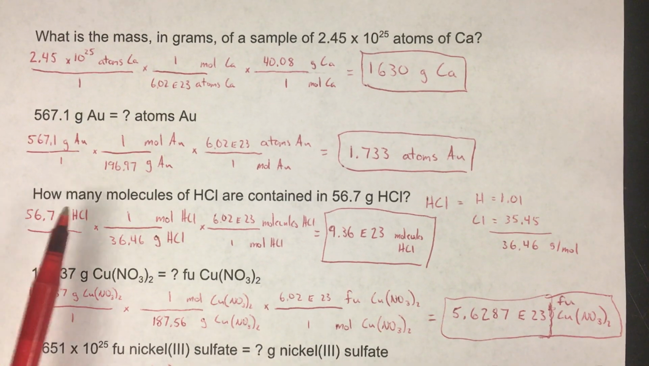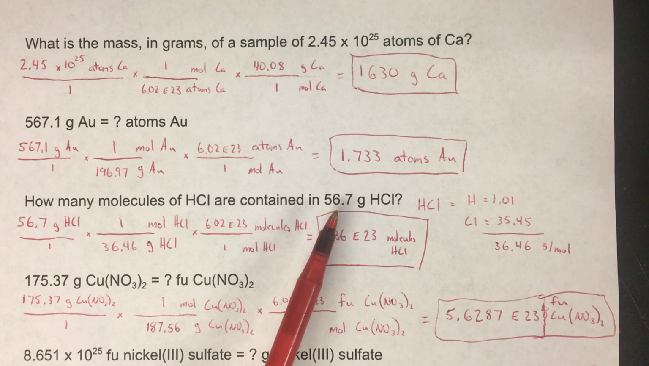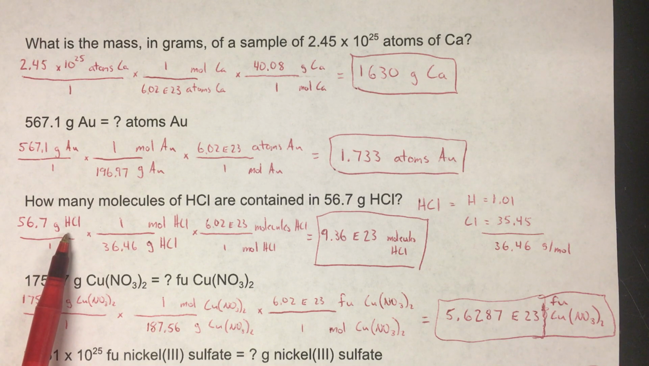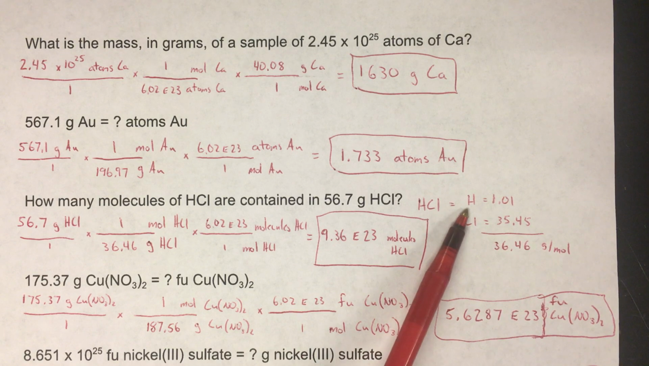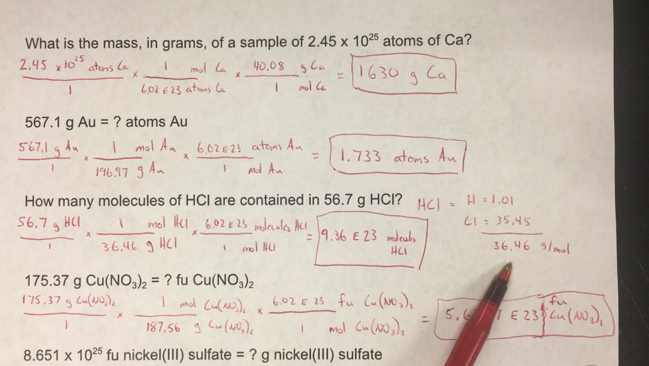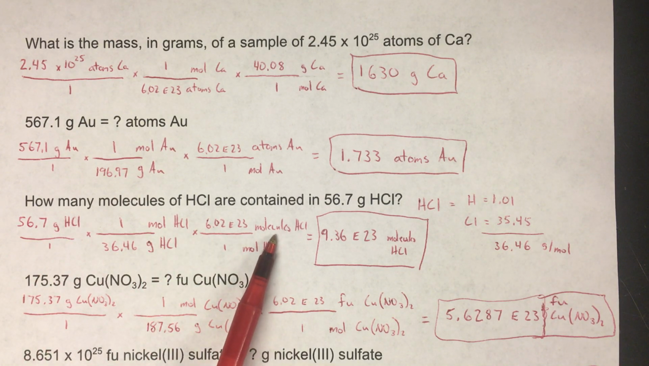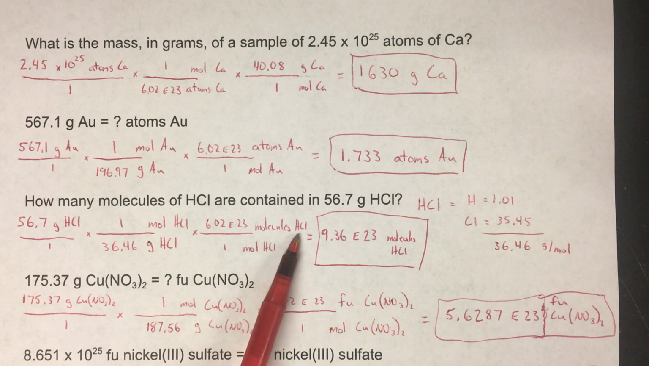Next one, how many molecules of hydrochloric acid are contained in 56.7 grams of HCl? So starting with 56.7 grams HCl, you're going to divide by the molar mass, so you'd have to figure that out. 1 hydrogen, 1 chlorine, gives us the molar mass of 36.46. That will cancel to get us into moles, and then we need to cancel moles to get to number of molecules, again using 6.02 times 10 to the 23.